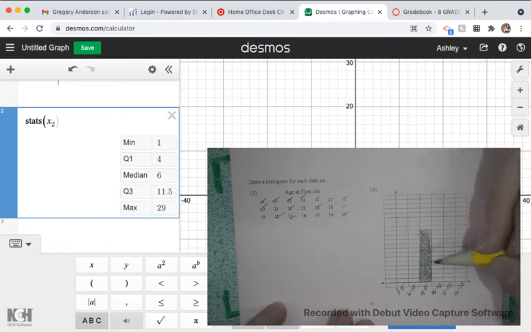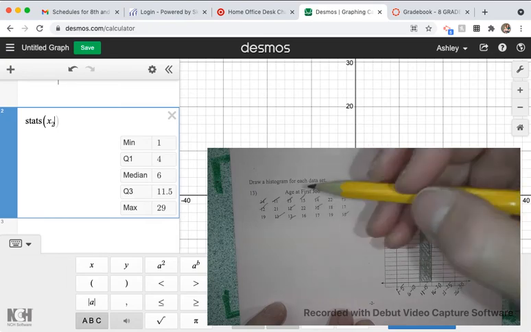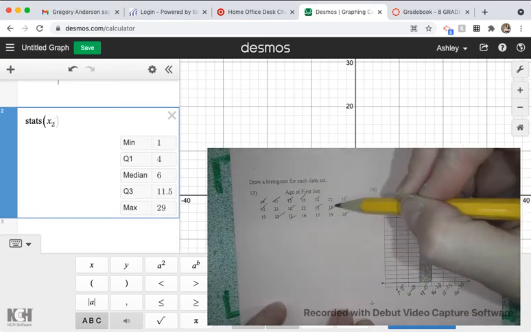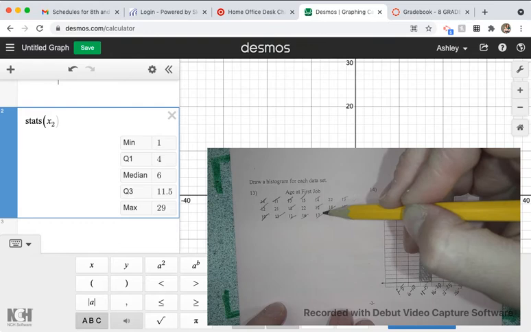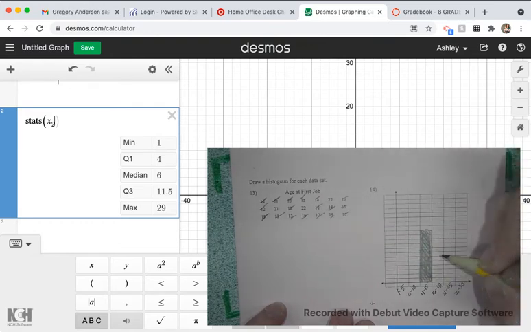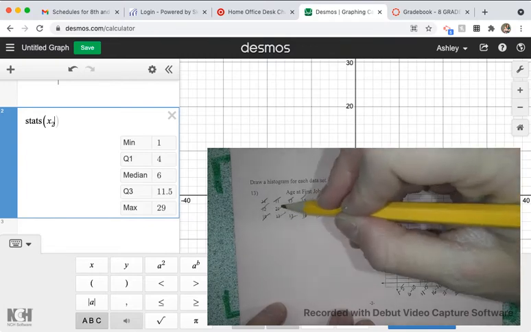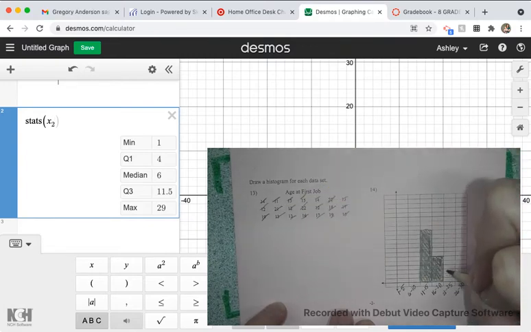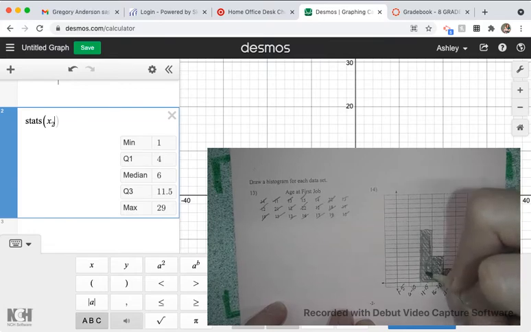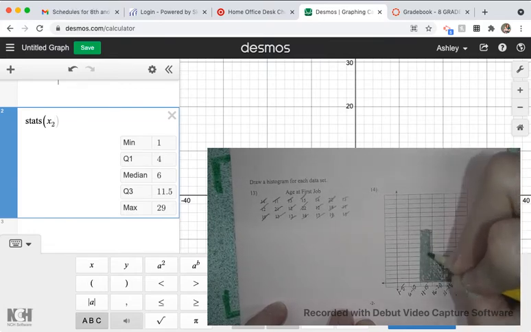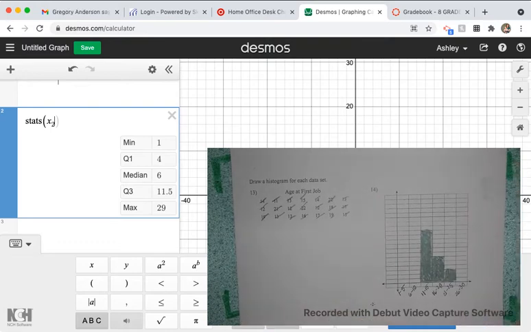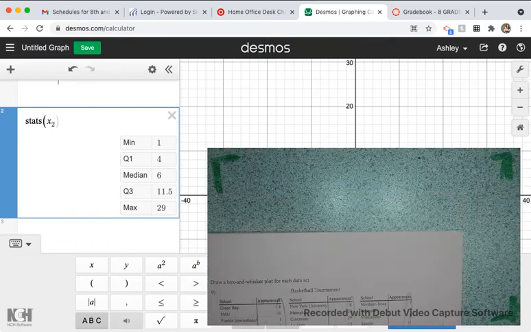Okay, 16 to 20, I have 1, 2, 3, 4, 5, 6. And then 21 to 25, we have 1, 2, 3. I think I got all of the data. I always like to double check. Okay, this is my histogram. So lovely. Yep, got it all. Okay, now we're gonna keep going.